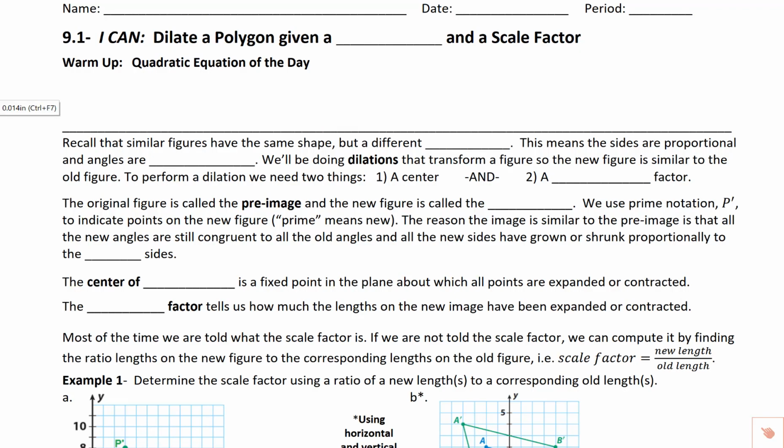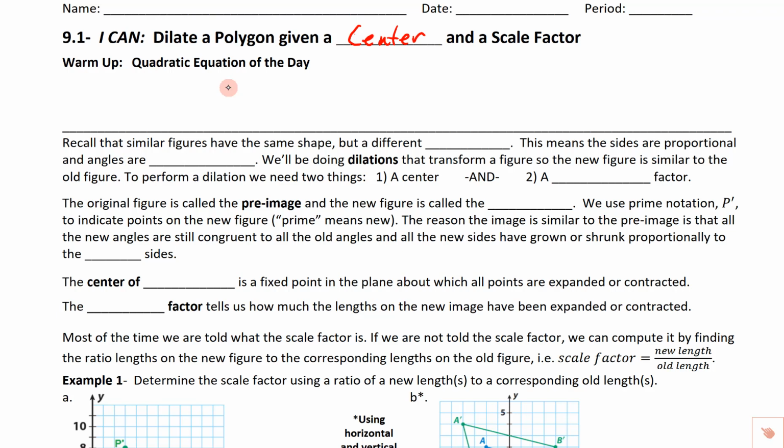Okay, let's get started on Unit 9 here. This is Section 9.1, and our objective is I can dilate a polygon given a center, so let's write the word center right here, and a scale factor. So dilations with polygons using a center and a scale factor. Your teacher may give you an equation for the day. We'll skip that one for right now.